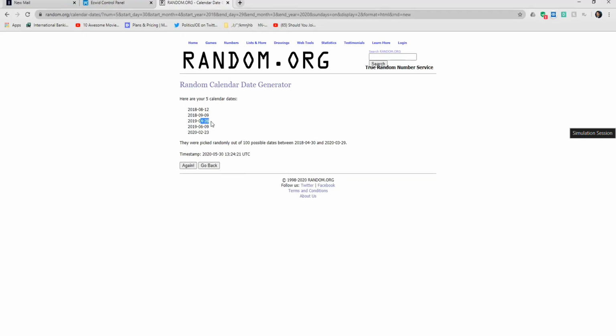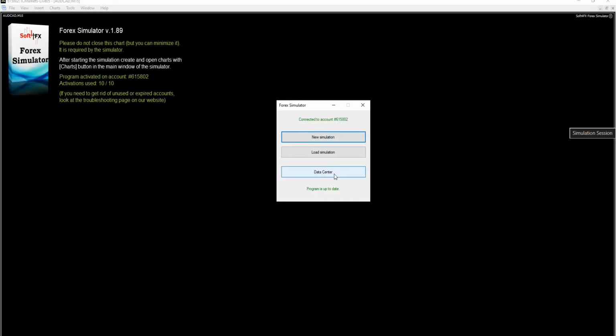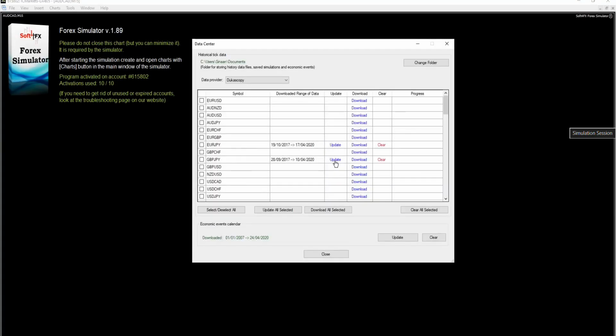We got April 28, April 2019. We got 9 September. Let's do April 28, 2019. 9/9. All right, let's do 9/9 2018. Let's just download our data here. All right, it's downloaded. Update all the news.